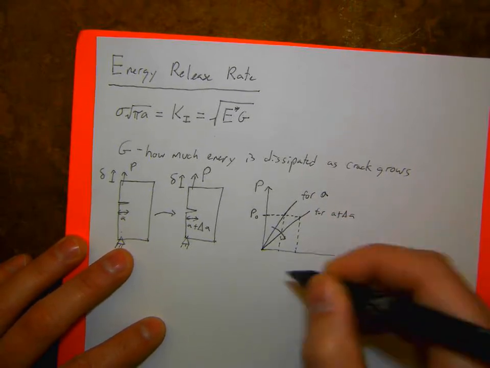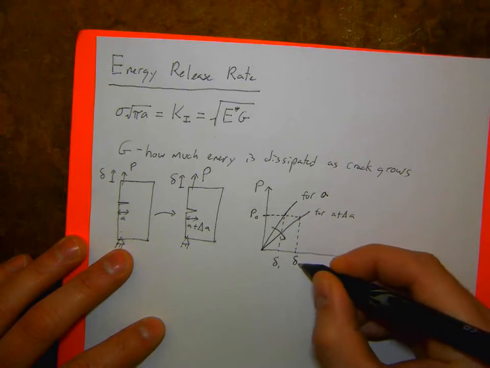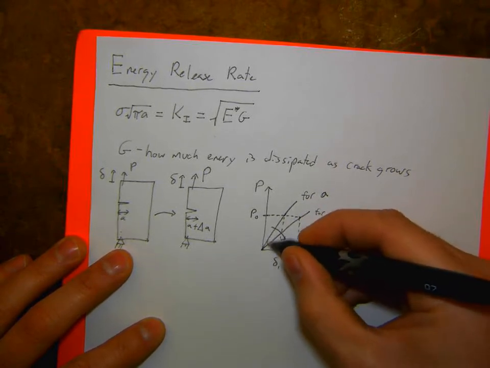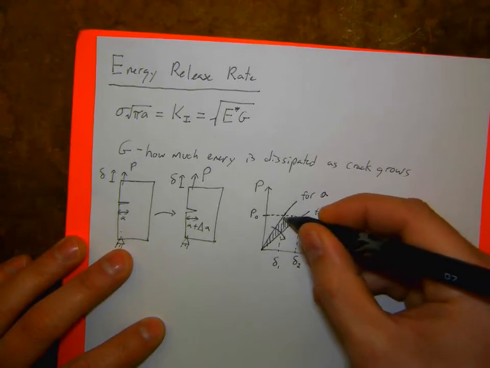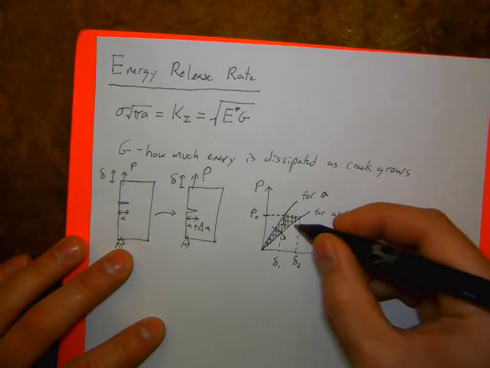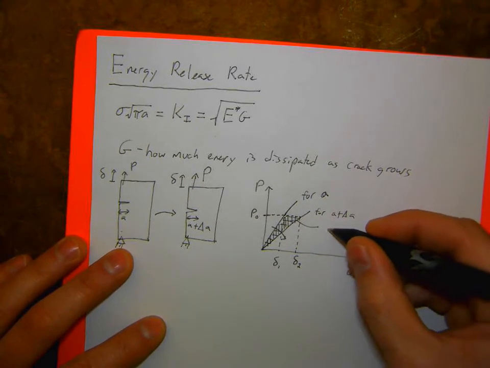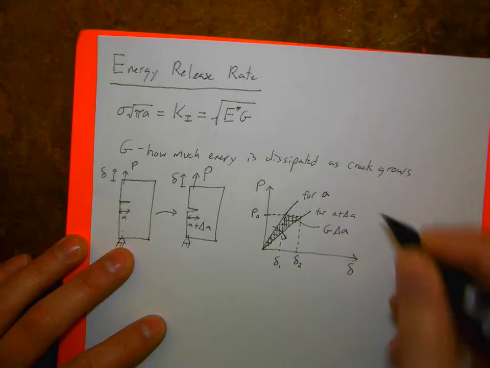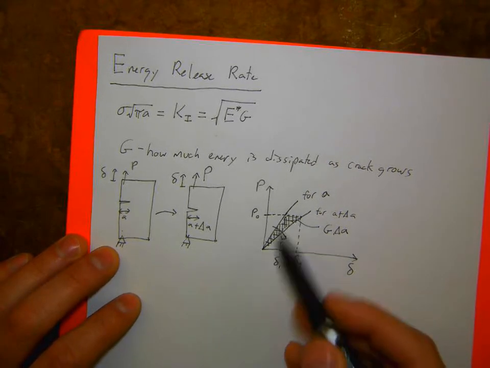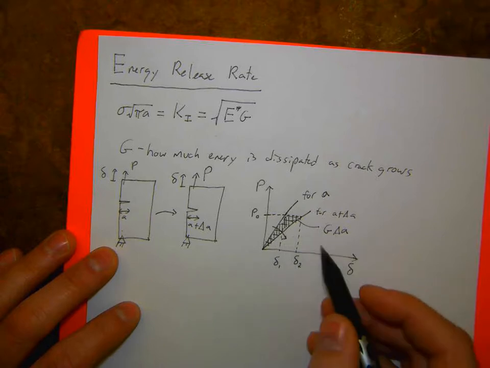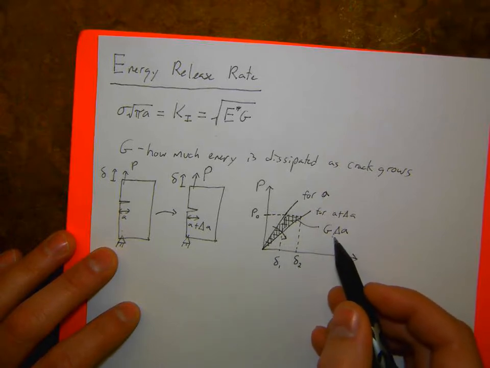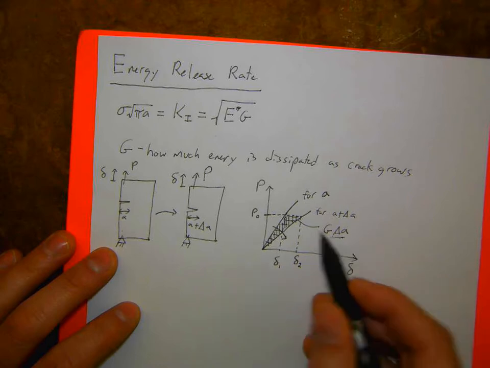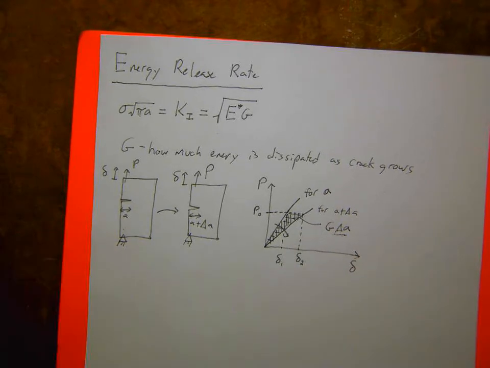initially, my part would have some delta 1. After deflecting, it has some delta 2 for that same P. And I can look at the area under this curve. And I can call this now a G delta A. So I'm going to say that the change in energy as a crack grows relates to my strain energy release rate. Depending on how big that crack grows, I'm going to lose some amount of energy, and I'm going to measure that experimentally by unloading and loading these things and looking at the change in compliance. So you can see this done experimentally.